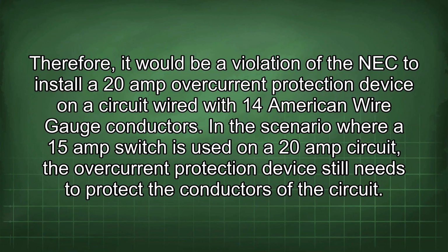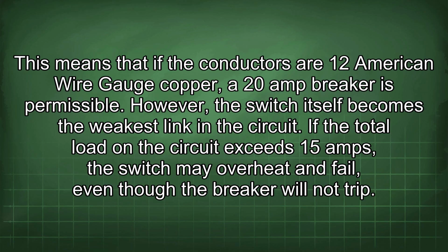In a scenario where a 15-amp switch is used on a 20-amp circuit, the overcurrent protection device still needs to protect the conductors of the circuit. This means that if the conductors are 12 American wire gauge copper, a 20 amp breaker is permissible. However, the switch itself becomes the weakest link in the circuit.